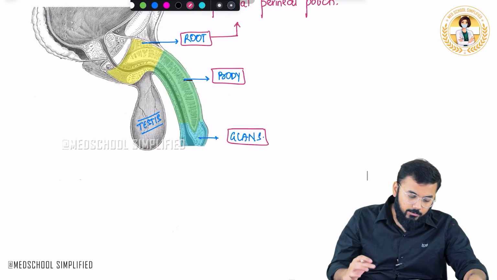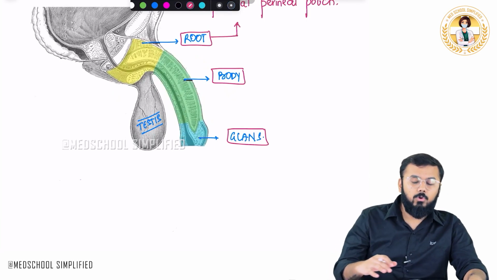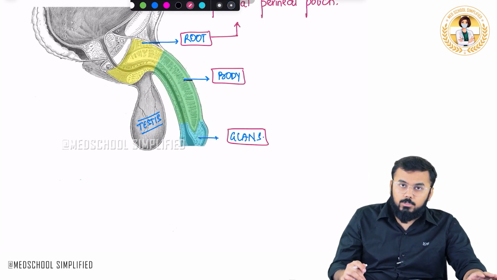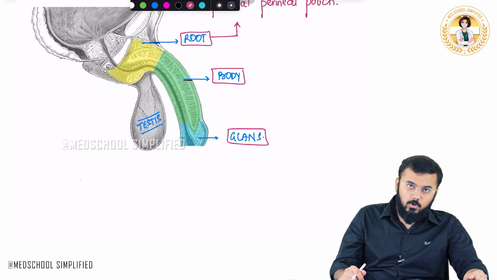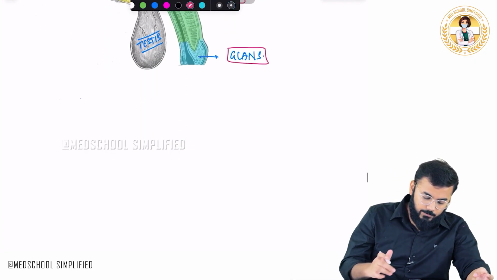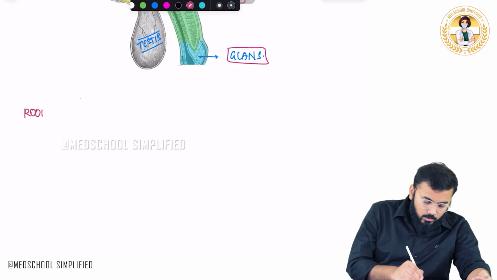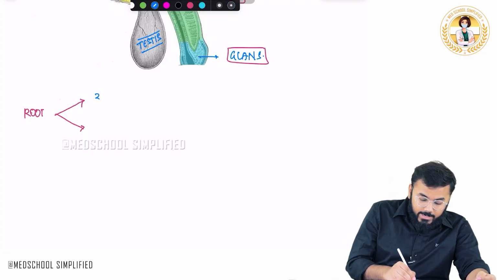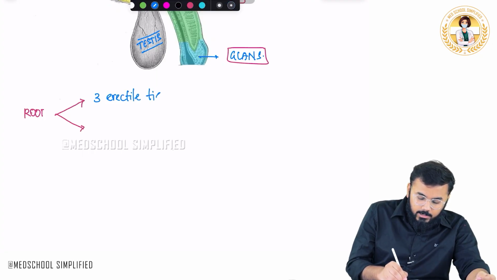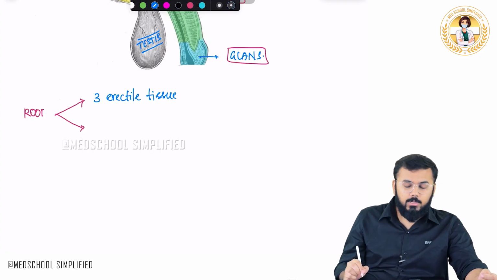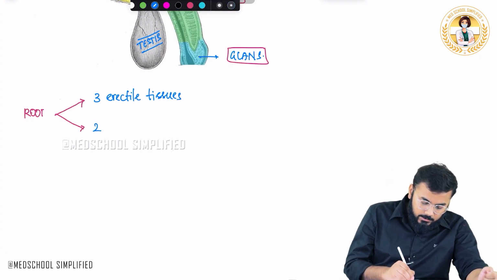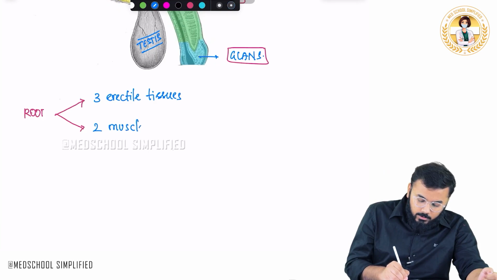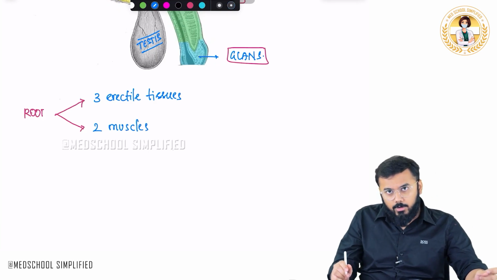Second important thing, if you look at the overall penis root, within the root of the penis you have got two important structures. So what are these two important structures? You have got three erectile tissues which are responsible for erection, and next you have got two important muscles.